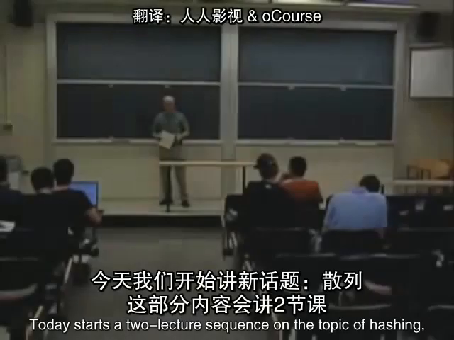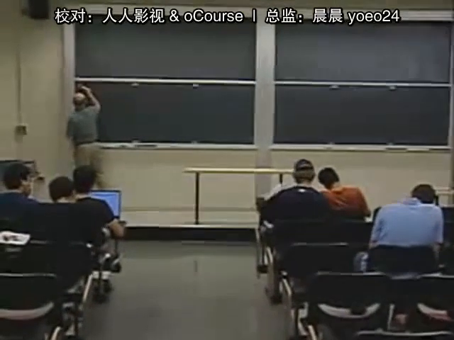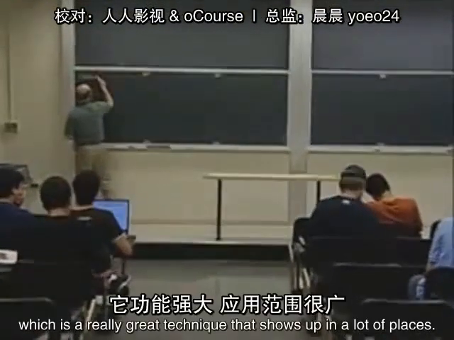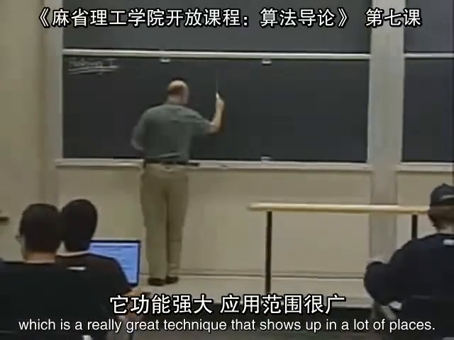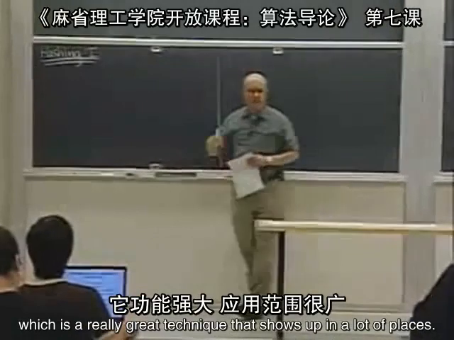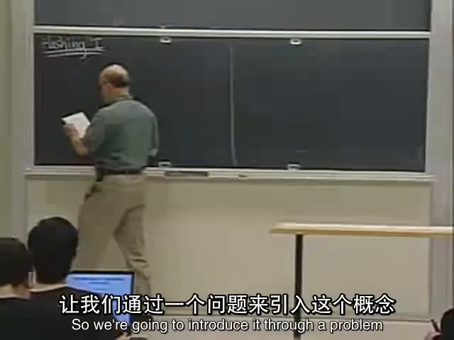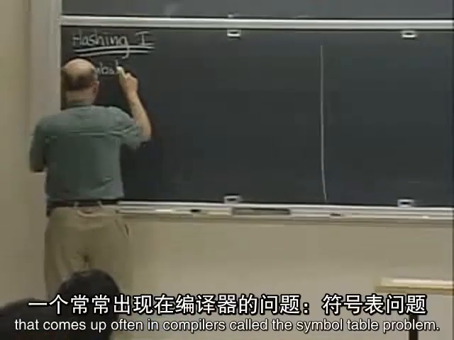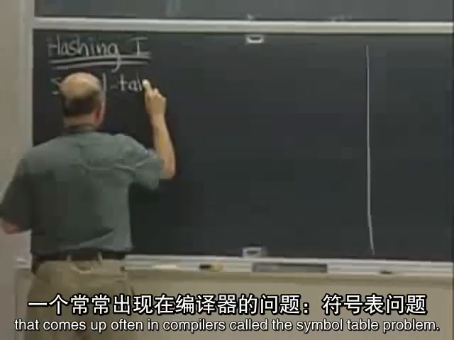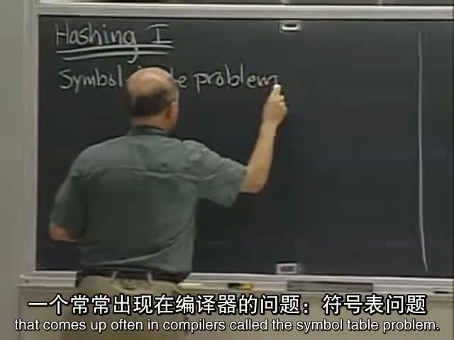Today starts a two-lecture sequence on the topic of hashing, which is a really great technique that shows up in a lot of places. So we're going to introduce it through a problem that comes up often in compilers called the symbol table problem.